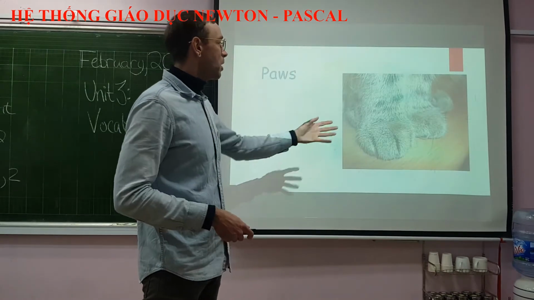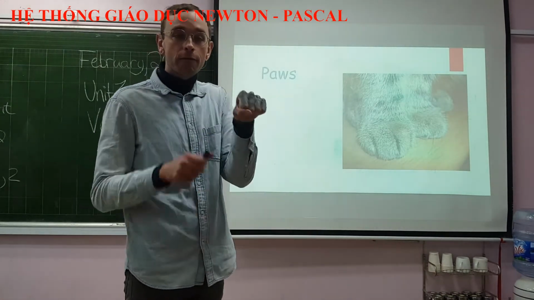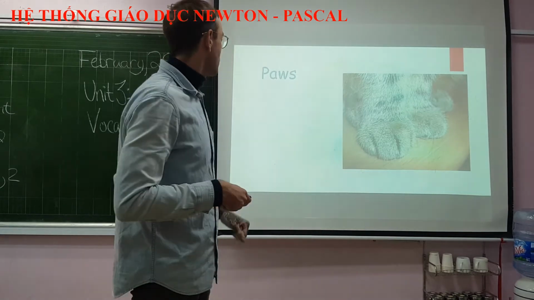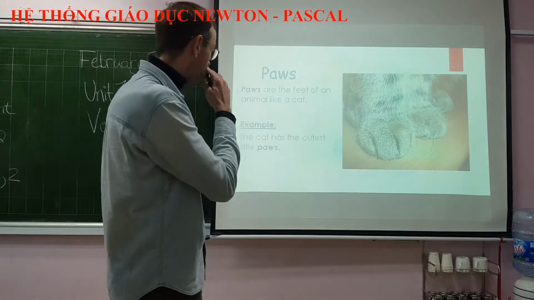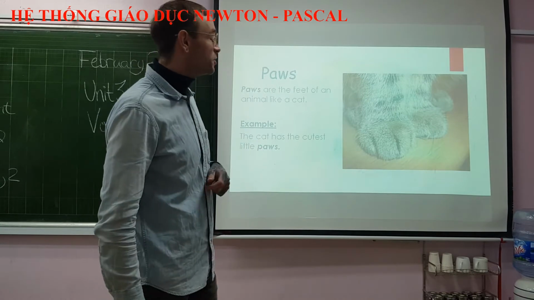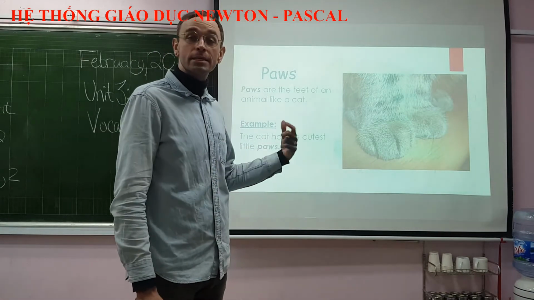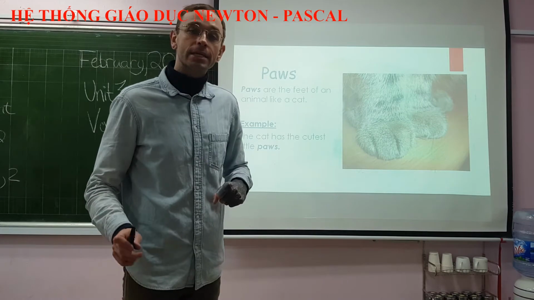Paws. Here we have a picture of the paws of a kitten. Paws are the feet of an animal like a cat. The cat has the cutest little paws, is an example of using paws in a sentence.